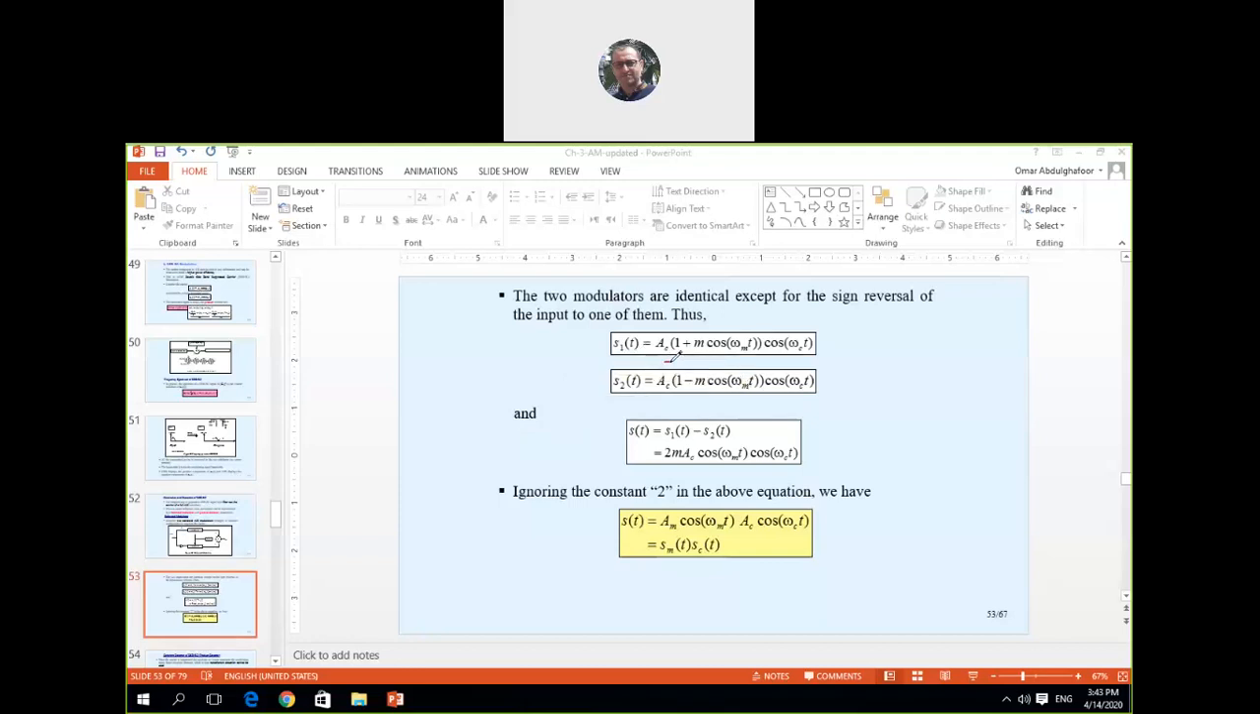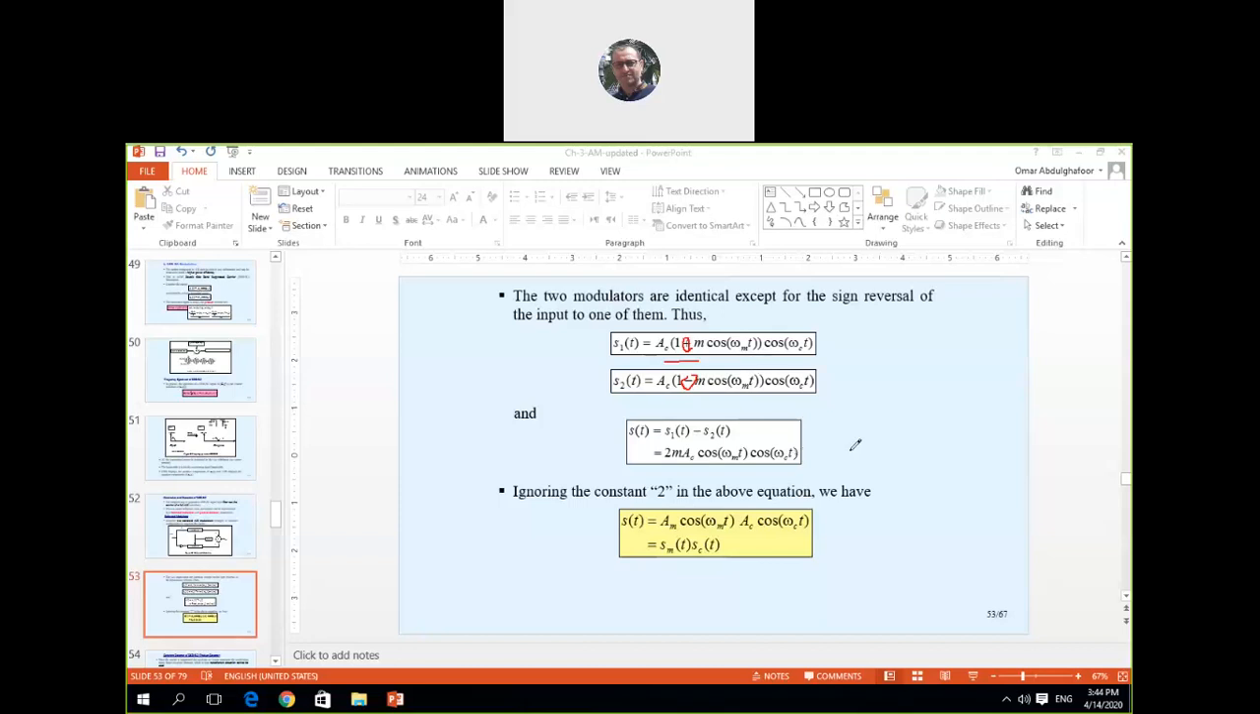S1 of t, which is an AM signal, and S2 of t. You can see the main difference: this one plus, this one minus, this one plus, and this one minus. So the output S of t will be S1 of t minus S2 of t, and this is very straightforward, very simple. You can multiply this one by, for example, AC cosine omega CT, and you subtract both signals.